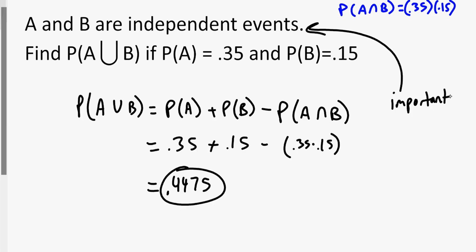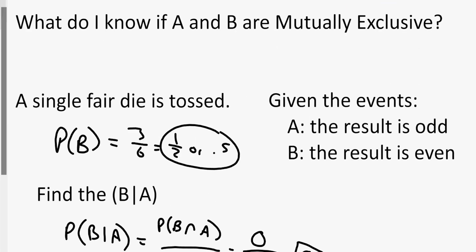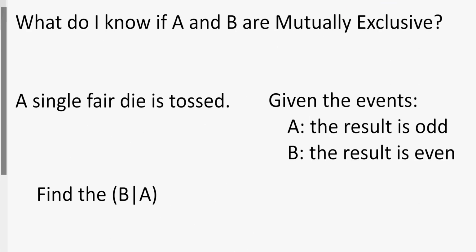Okay? Now, just because they're independent events doesn't mean we get rid of that last part. It's not the same as mutually exclusive. It's actually the opposite. So let's think about this. What do we know if A and B are mutually exclusive? So let's look at this situation. A single die is tossed. If they're mutually exclusive, we know that if one thing occurs, the other one can't occur. And that's the same thing. If you roll a die, only one thing can happen.